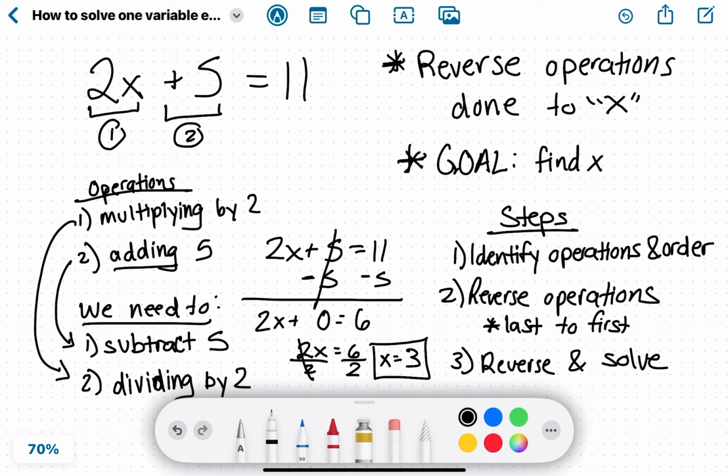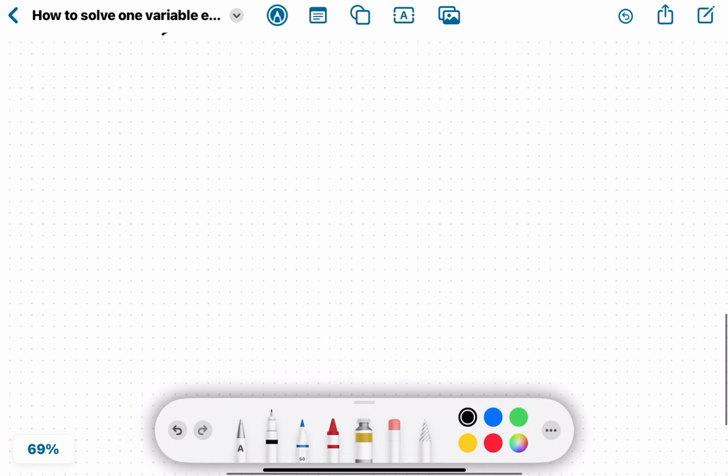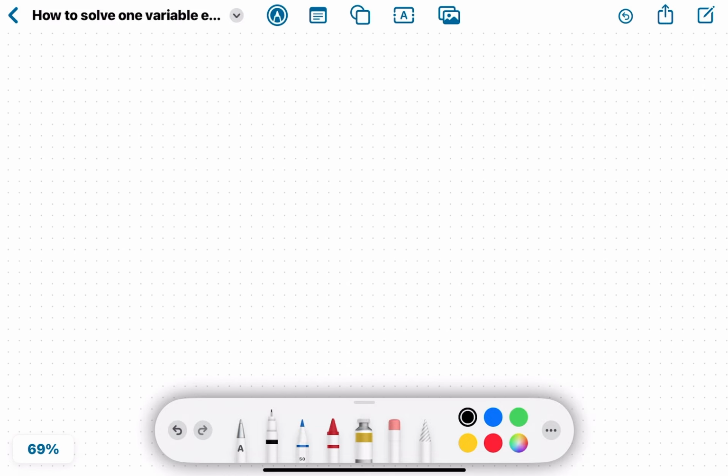Let's try another one, a little more complicated one. Now, here's one that's a little more complicated. Something that might seem a little weird. x plus 7 divided by 2 equals 10. Whoa, why is there a fraction here? That's really, really weird. What is this? Nothing we can't handle with our steps now.